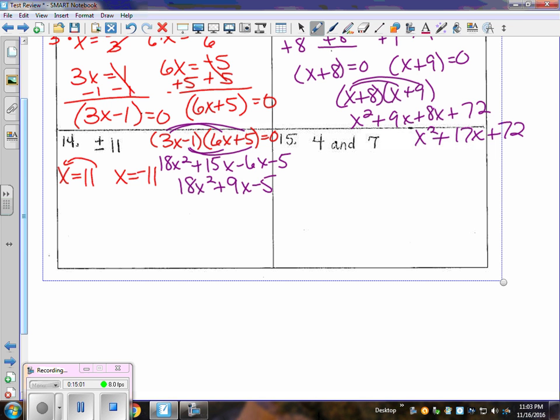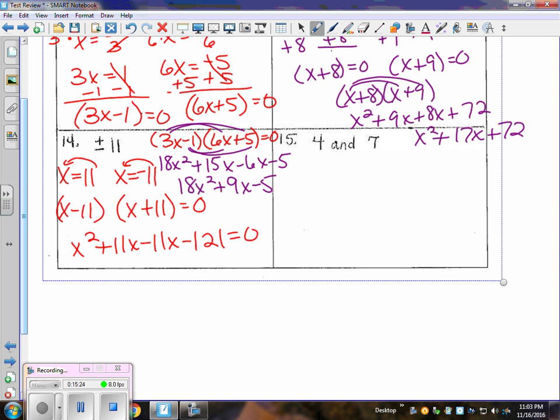Bring them back over by doing opposite operation. So this would be x minus 11. This would be x plus 11. And if we put it together, set it equal to 0, we've got our factored form. Go ahead and lobster claw. So we'd end up with x squared plus 11x minus 11x minus 121. And last step, combine. What happens to those middle terms? They cancel. So I've got x squared minus 121.